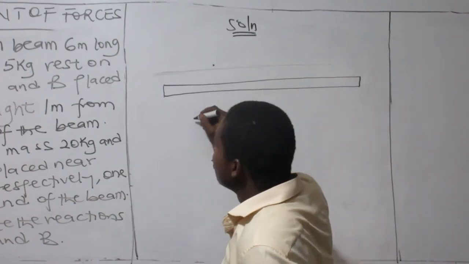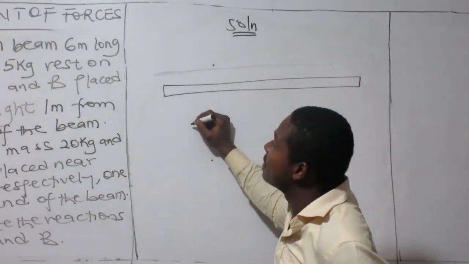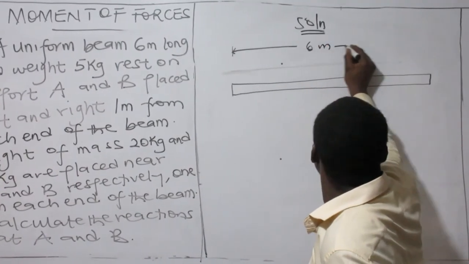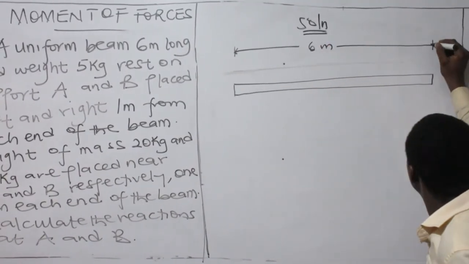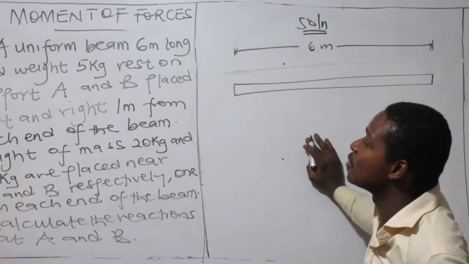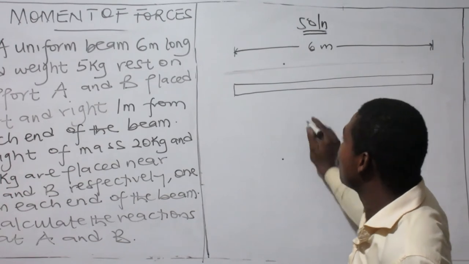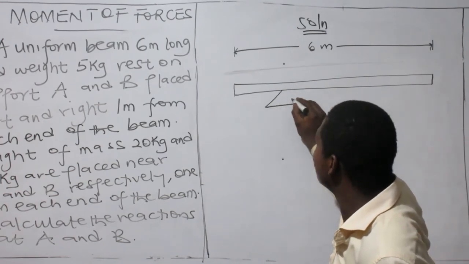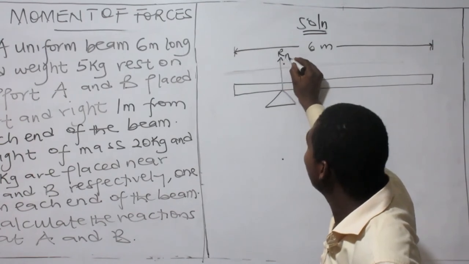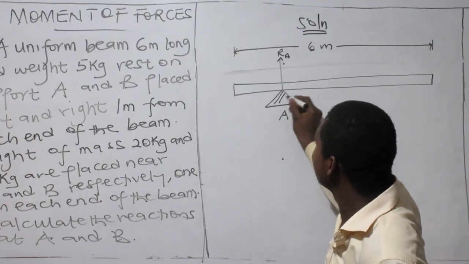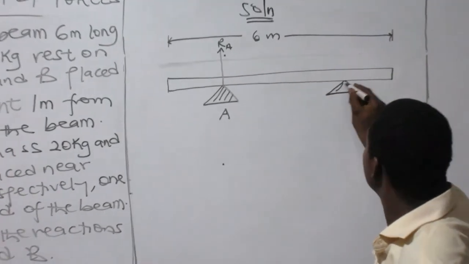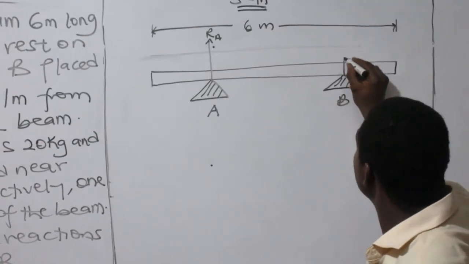Good. So a uniform beam 6 meters long, right? So the total length here, let me get it first. That's 6 meters. Good. And do you see the way the drawing is going? That's the first step. And weight 5 kg rests on supports A and B. It means we have to get the reactions for A and B as usual. So this is RA, reaction at A. Here, B. RB, reaction at B.